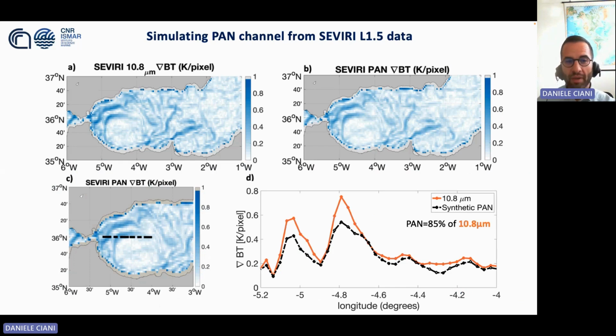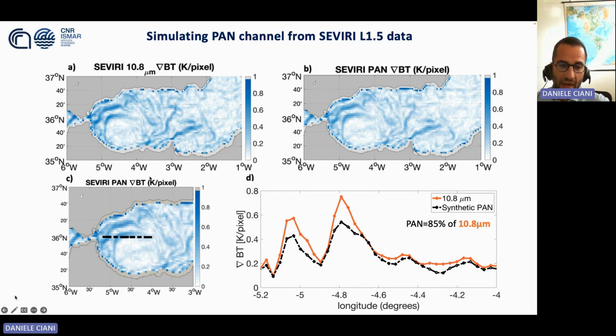What happens when we compare the 10.8 micrometer gradient intensity estimate with the one given by our synthetic panchromatic channel, which is obtained averaging the radiances in the 4 IR channels and then deriving the brightness temperatures for these averaged radiances?